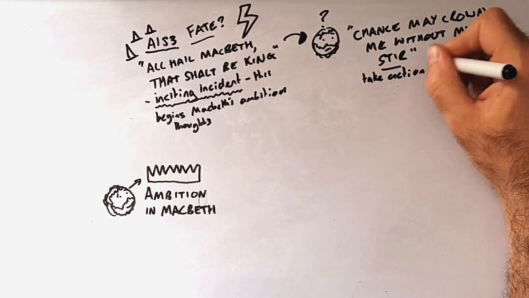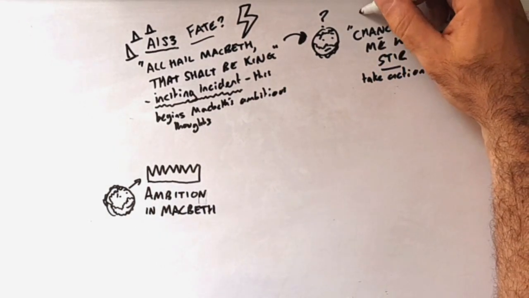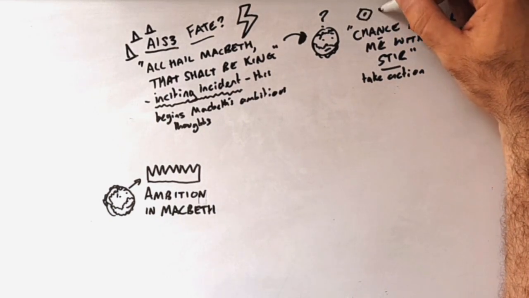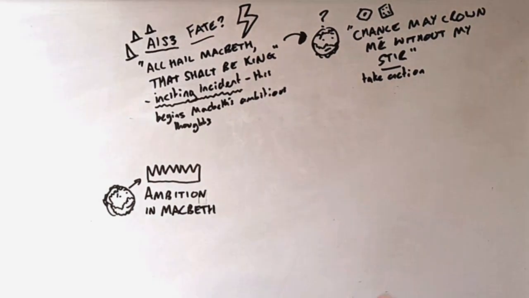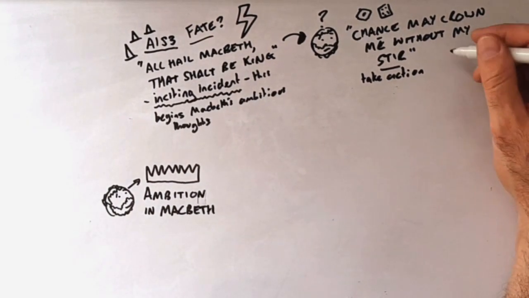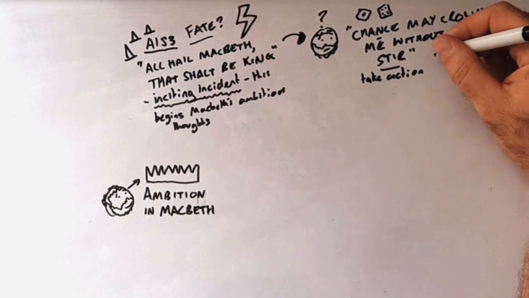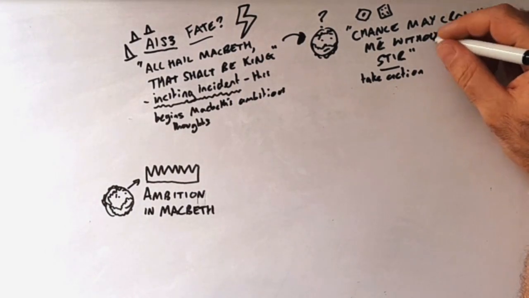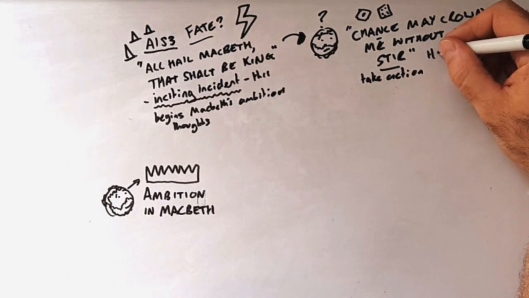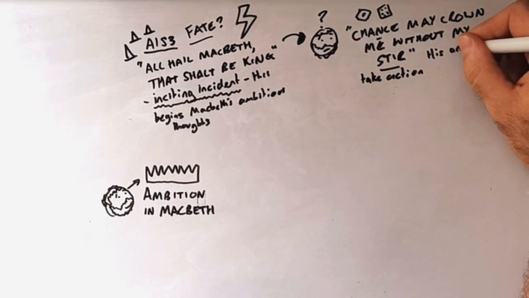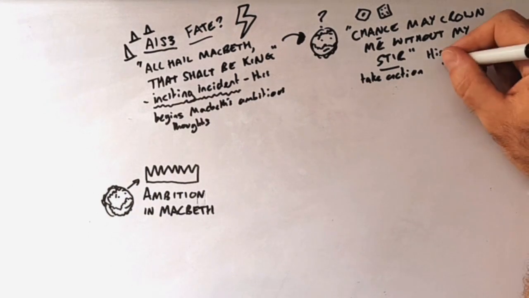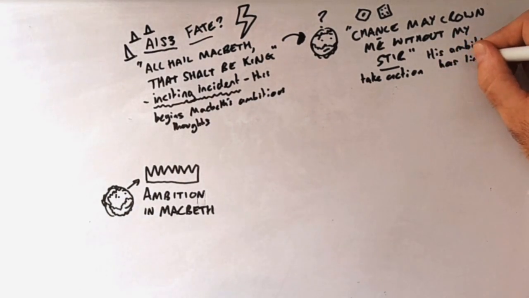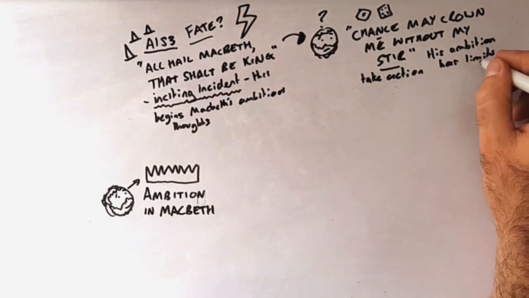And we could of course reference this idea of chance. Why not draw some dice roll? Like he's going to roll the dice, if you like. He's going to wait and see if it happens without him doing anything. So we could say his ambitions have limits here. So thematically, Shakespeare links to ambition here, but it has limits. He's not willing to take action here.